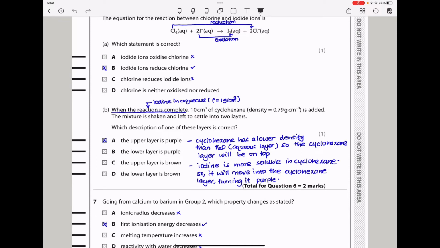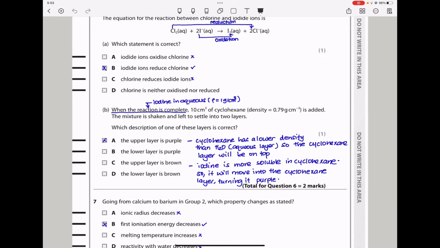When the reaction is complete, 10 centimeters cubed of cyclohexane, whose density is 0.79 gram per centimeter cubed, is added. The mixture is shaken and left to settle into 2 layers. Which description of one of these layers is correct? We know that when we look at the equation above, we will have aqueous iodine and we'll have chloride. So when we mix cyclohexane here, iodine has a higher solubility in cyclohexane than in the water layer. Therefore, it's going to move from the aqueous layer into the cyclohexane layer, and the color will turn purple.